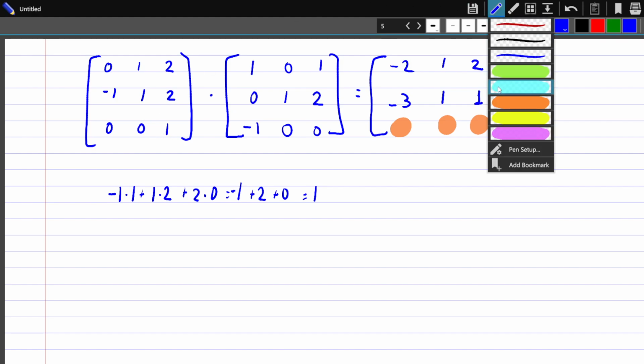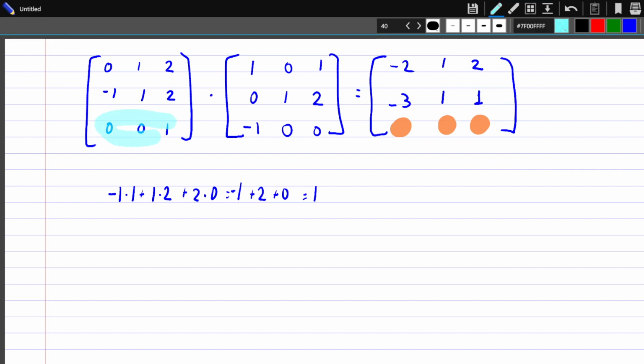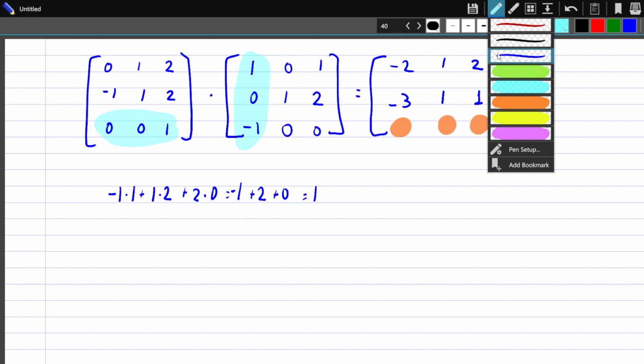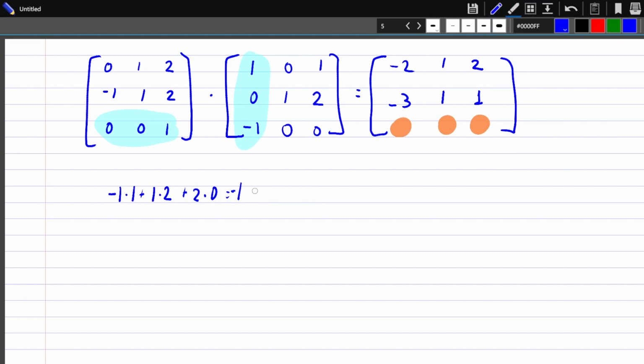So, for this one, it's on the third row, first column, in a similar way. 0 times 1, first element times the first element, plus second element times the second element, 0 times 0, plus third element times third element. 0 plus 0 equals 0, 1 times minus 1 equals minus 1, so this one is going to be minus 1.